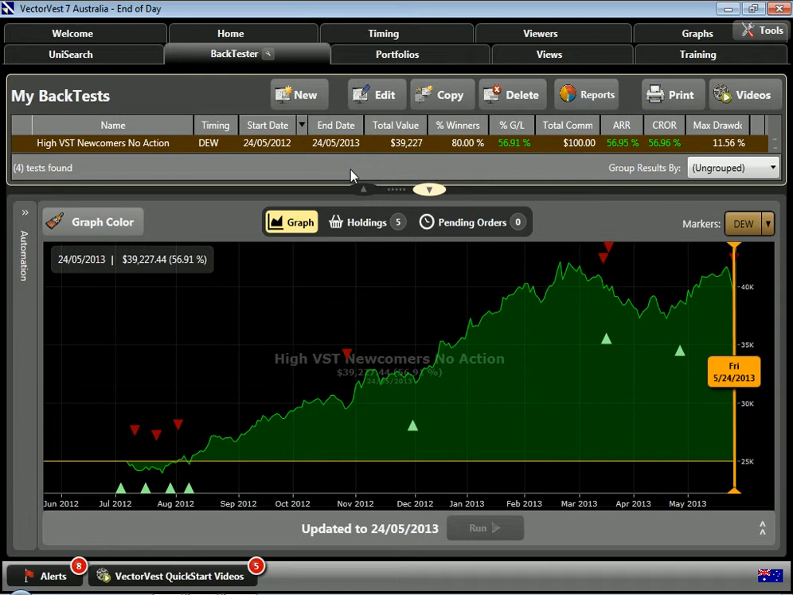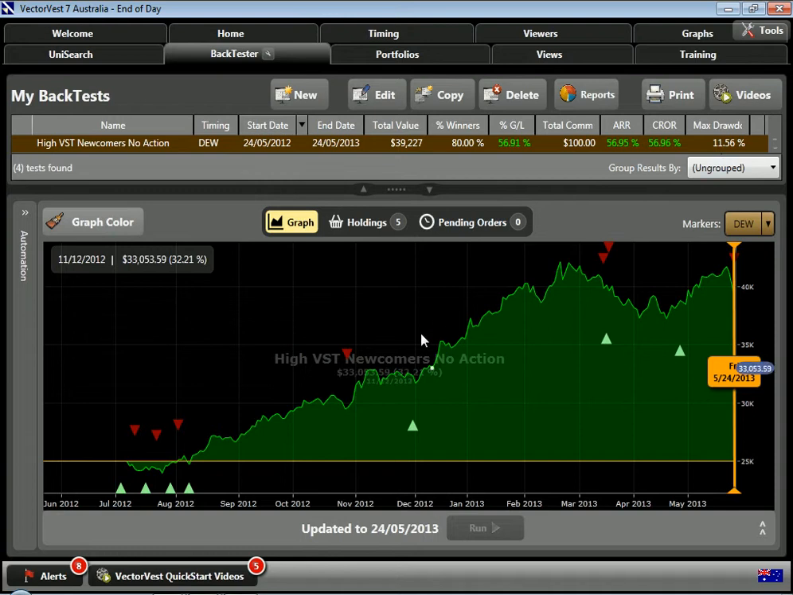Now, on this first test, we also did not sell any positions when a DEW was signaled, and so I've labeled it no action. And as you can see, we've grown our $25,000 portfolio by almost 57% in the past year. That only came at a cost of $100 in commissions, and we're using $20 per trade. So the annual rate of return is also near 57%, and our drawdown was only 11.5%. And you can see down on the graph below that we've had a very good year with this test.